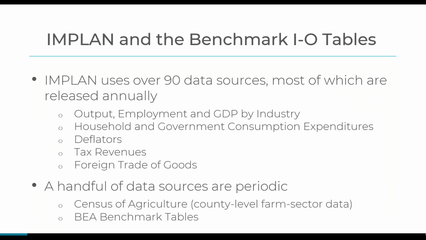Okay, now let's get to IMPLAN and the benchmark IO tables. So IMPLAN uses over 90 data sources, most of which are released annually. So we get industry output, employment, and GDP every year. We get household and government consumption expenditures every year, deflators, tax revenues, foreign trade of goods, and even more. But there's a handful of data sources that only come out periodically. One is the Census of Agriculture, which is our only source of county level farm data, and it only comes out every 5 years. And then of course the BEA benchmark tables, which we're talking about today, that come out every 5 years.